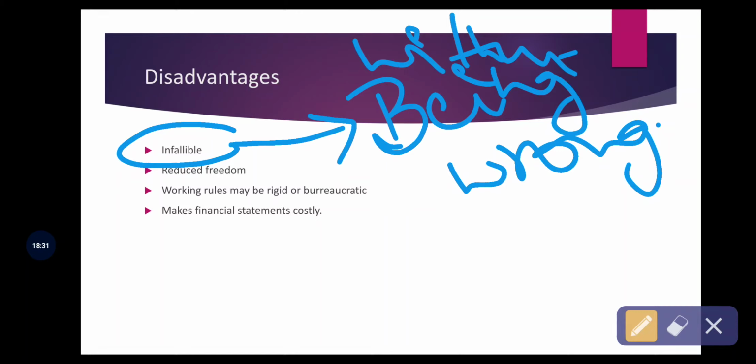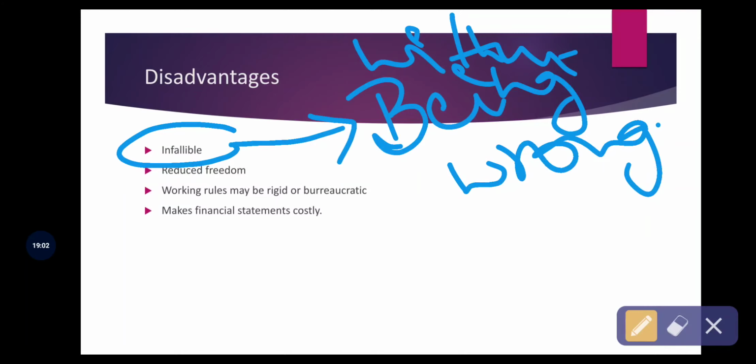Next is reduced freedom. I told you in the advantages that accountants' resistance has strengthened. So directors of those business organizations who used to produce 100% fake information or 90% fake information in the financial statements, their freedom has reduced. They must follow the accounting standards to a certain extent.